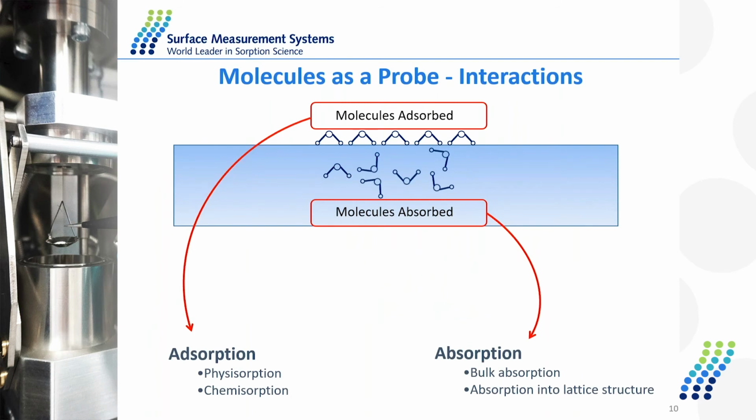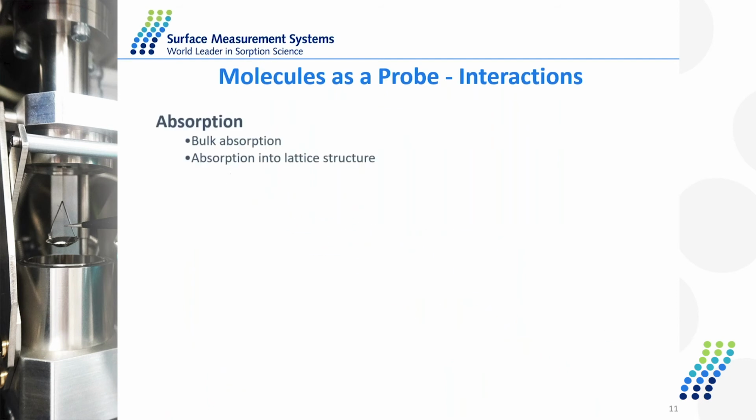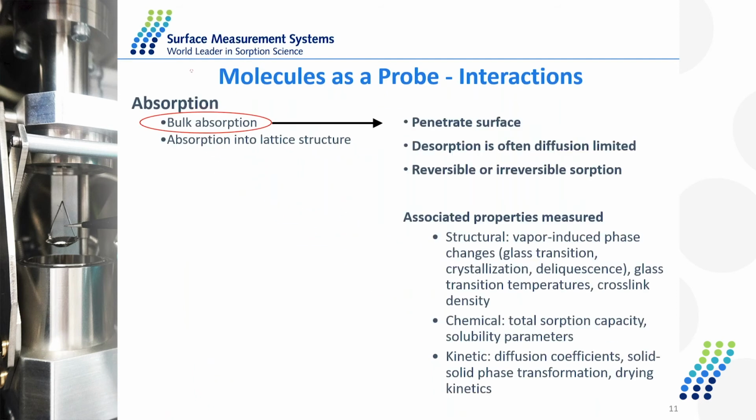And in the case of absorption, it will be either bulk sorption, where the probe molecule will penetrate the surface and then go to the bulk of the material. During this step, the desorption is usually a diffusion limited process, and there will be different kinetics for desorption and sorption. And the kinetics for this kind of bulk sorption is usually much slower compared to physisorption, and properties could be measured here, like the vapor-induced phase change, which is related to the stability of the material, and other properties like the total sorption capacity, solubility parameters, diffusion coefficient, or the permeability of a packaging material.